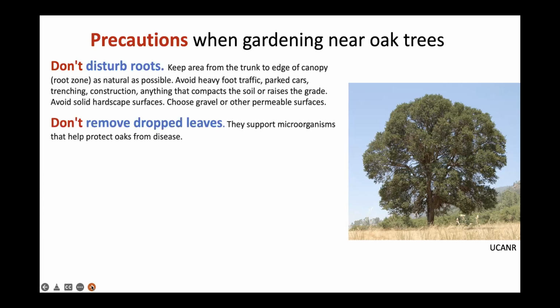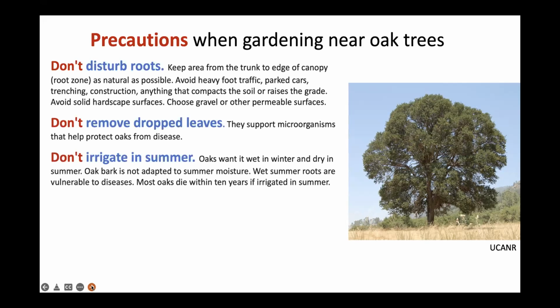Don't remove the drop leaves. This is what I was mentioning earlier. The fallen leaves support zillions of microorganisms that help protect oaks from disease. All of the life underground and within those leaves are just so incredibly important to the health of the tree.